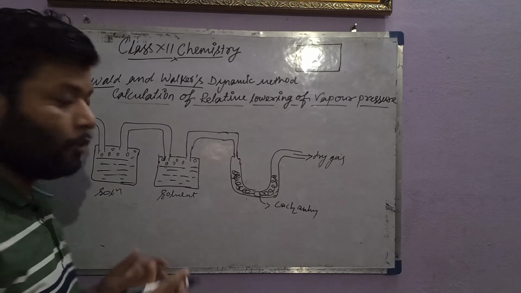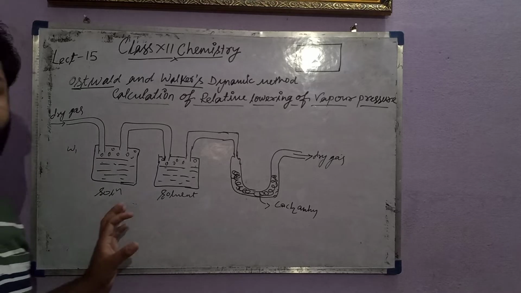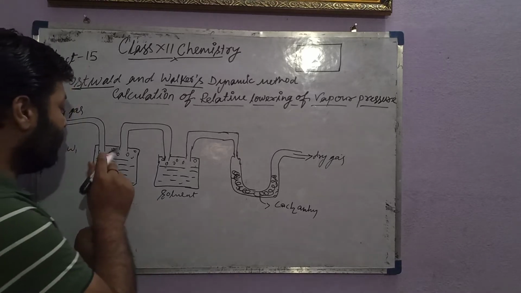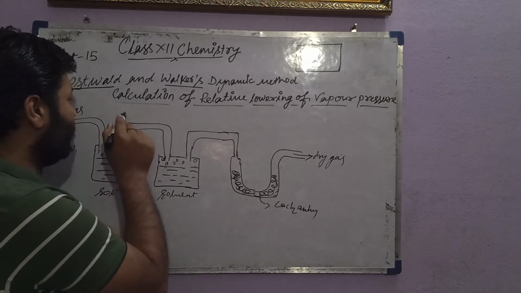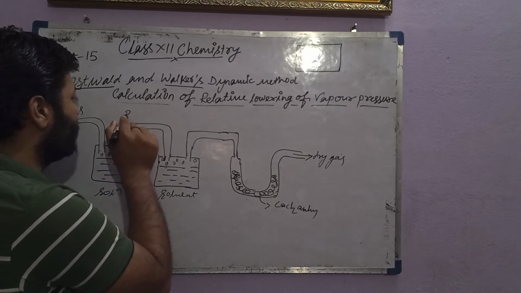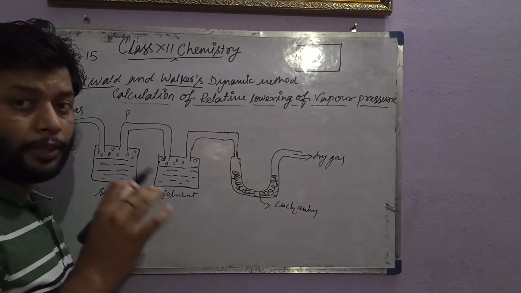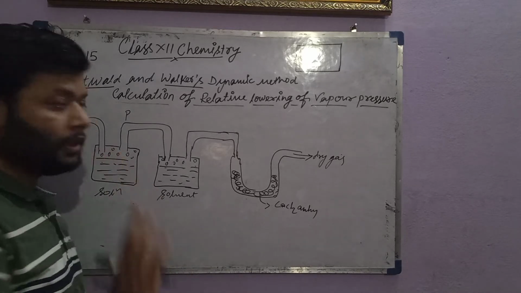Weight loss is W1. W1 is the weight loss in the solution vessel, where dry gas is mixed with P. P is the vapor pressure saturated in the dry gas due to the solution vessel.